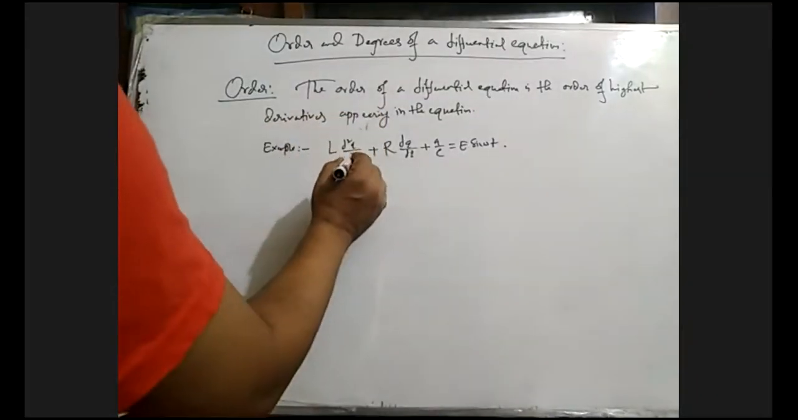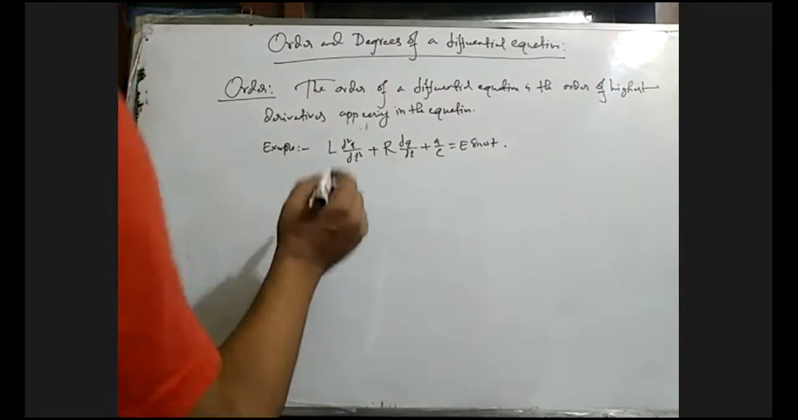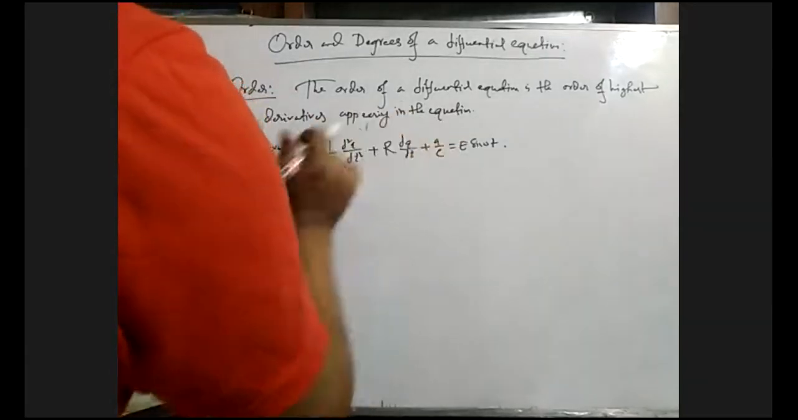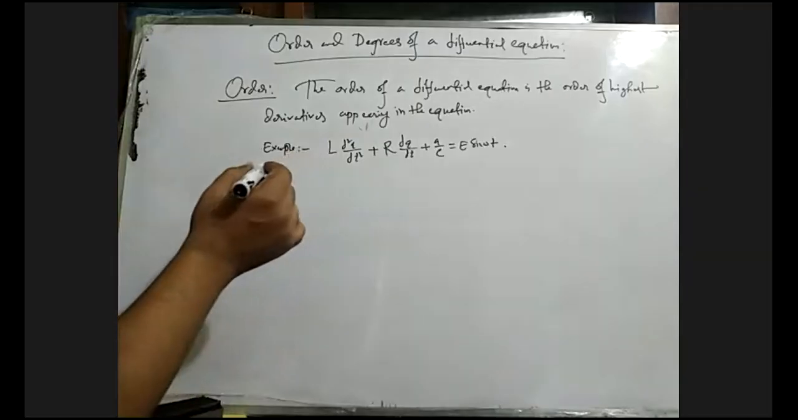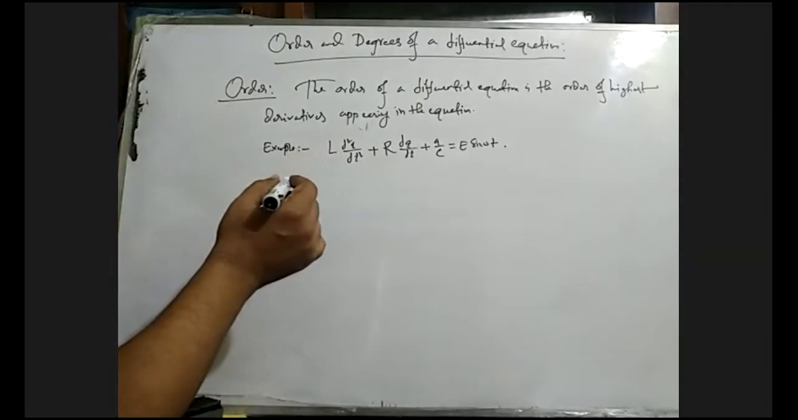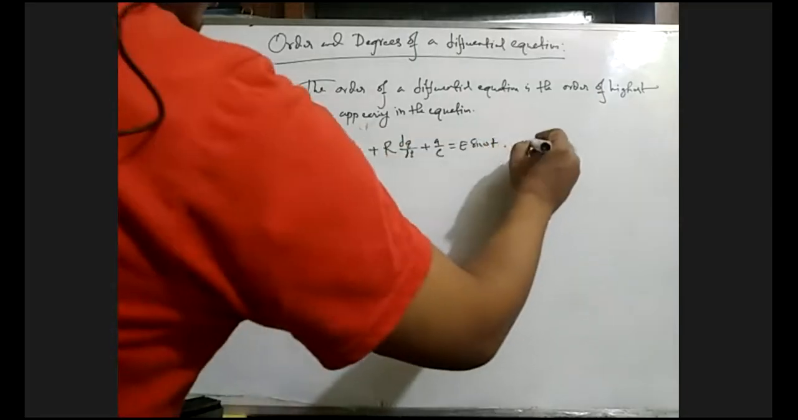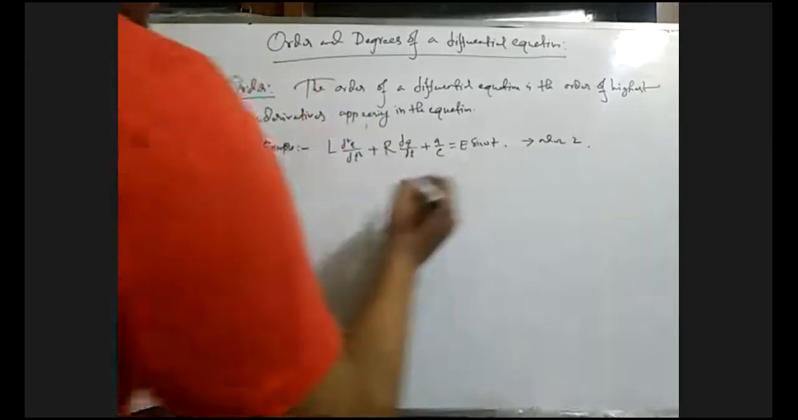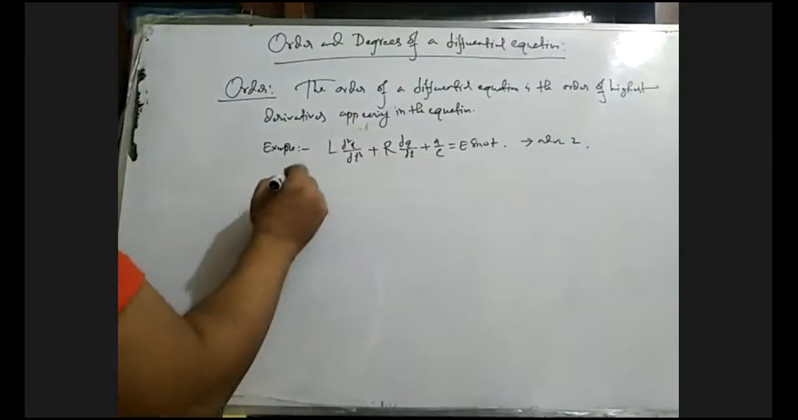So t is the independent variable, and Q is the dependent variable. So this is an ordinary differential equation. Highest derivative is 2. So order will be 2, because the highest derivative is second order.